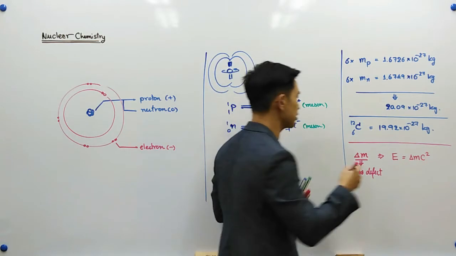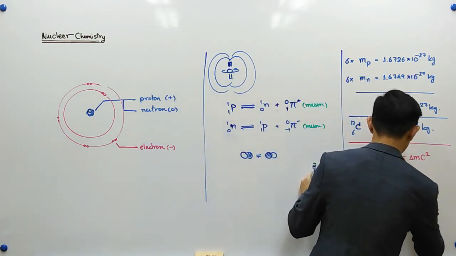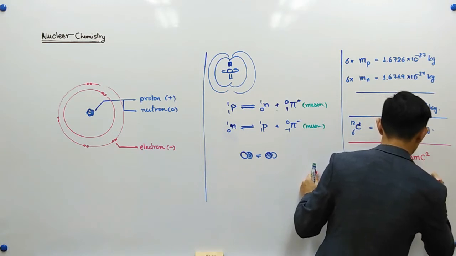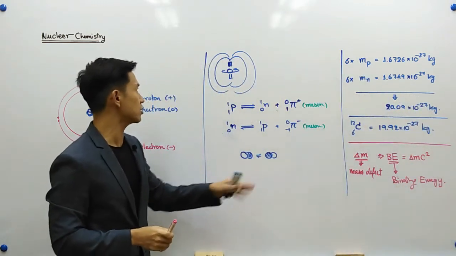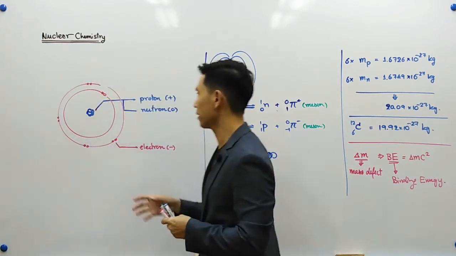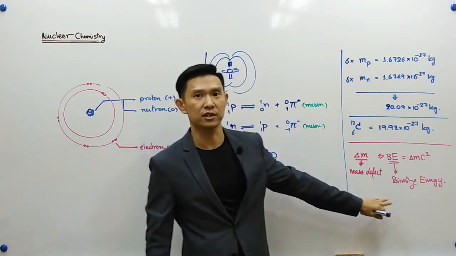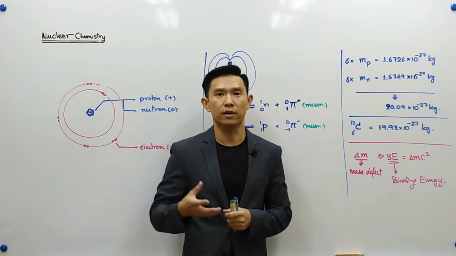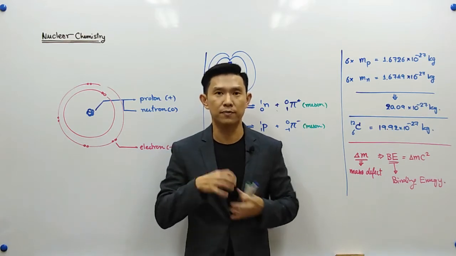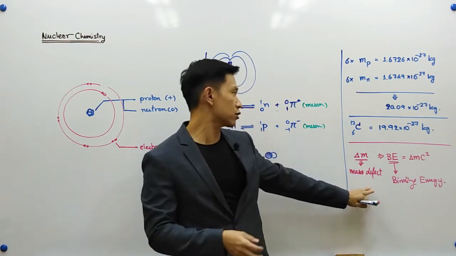And the energy here is called binding energy. What is the binding energy? This is the energy to bind all protons and neutrons together in the nucleus. And this is a very huge amount of energy. It has to be at least enough to overwhelm the electrostatic repulsion of the protons, of the positive charge in the nucleus. So this is very huge.